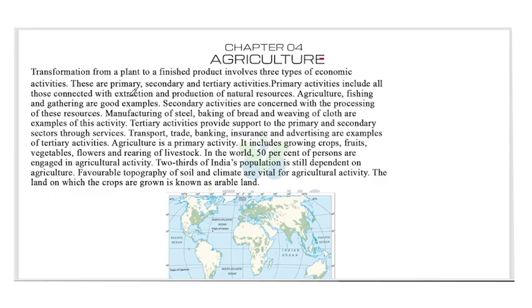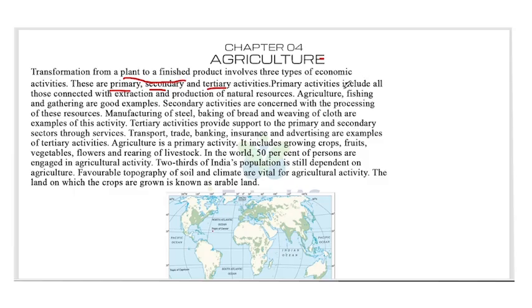The transformation from a plant to a finished product involves three types of economic activities. The first one is primary, then secondary and tertiary activities. So they are primary activity, secondary activity and tertiary activity.